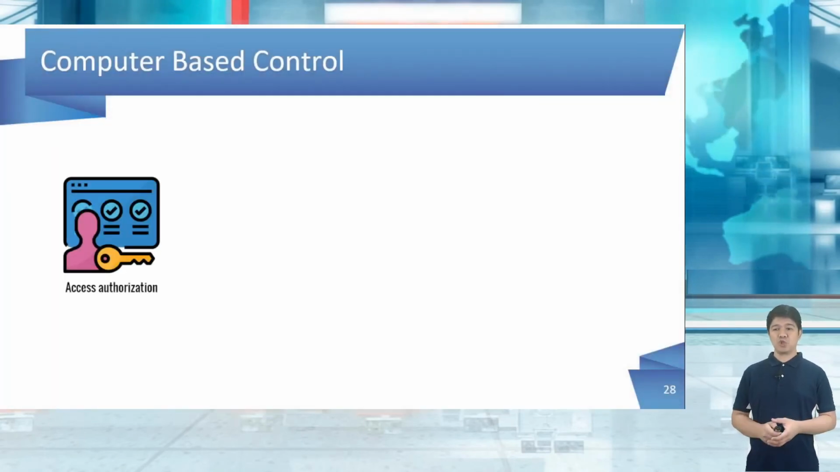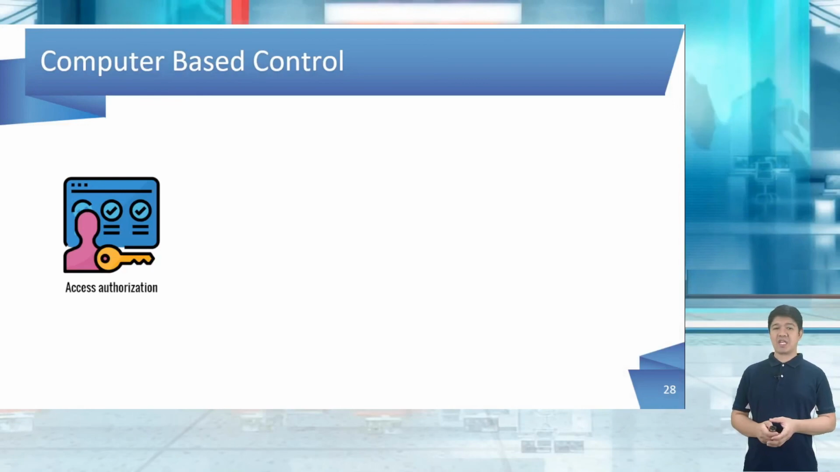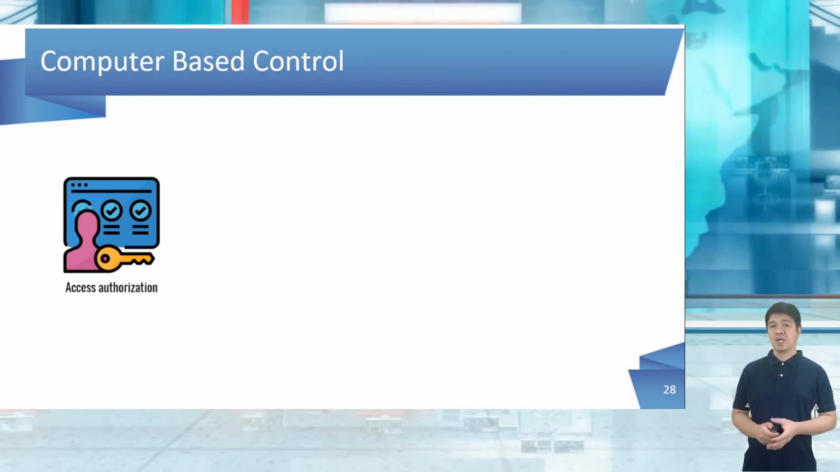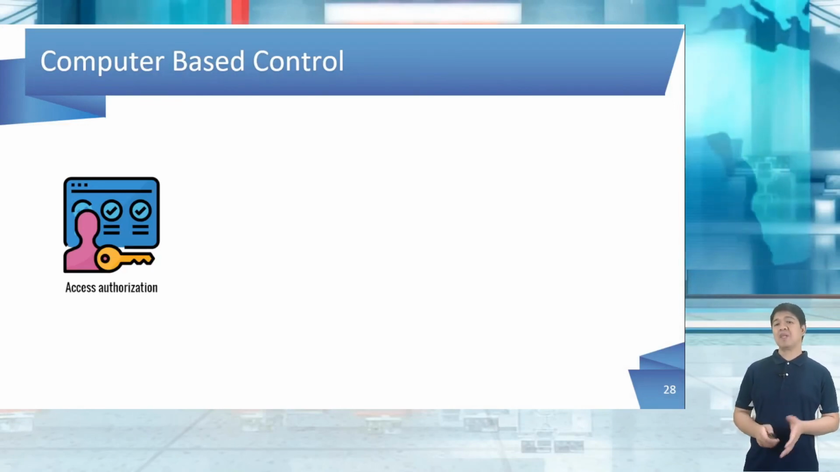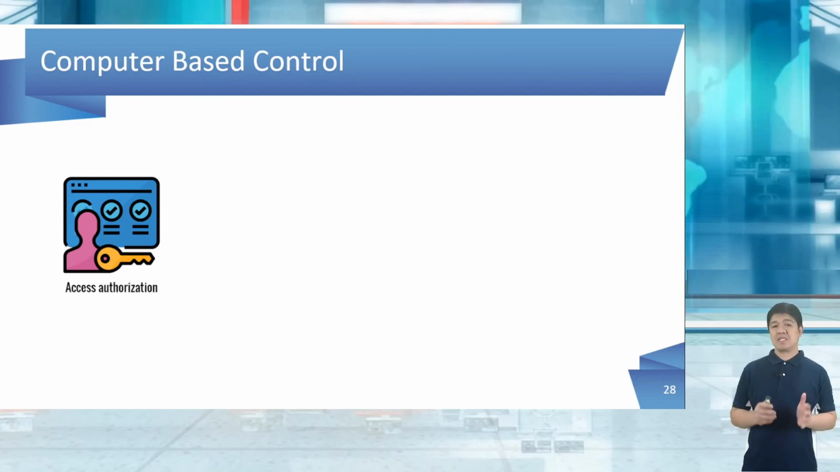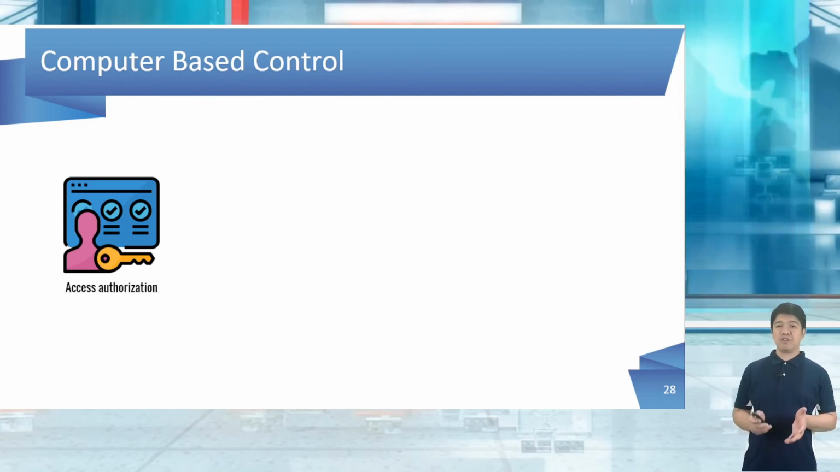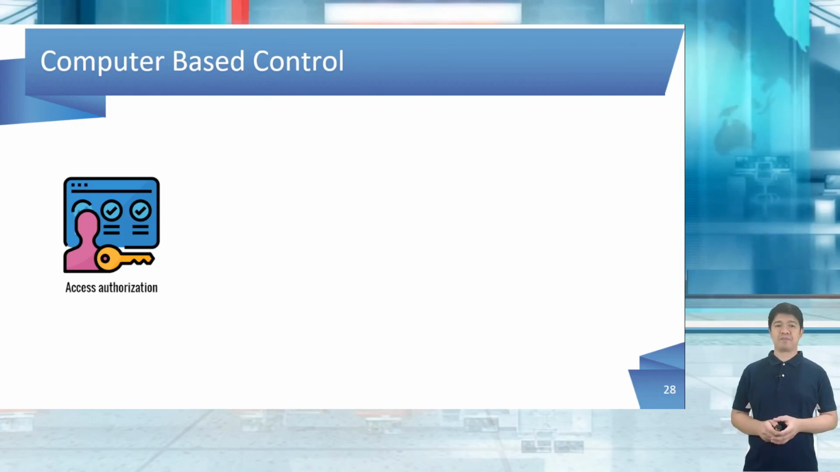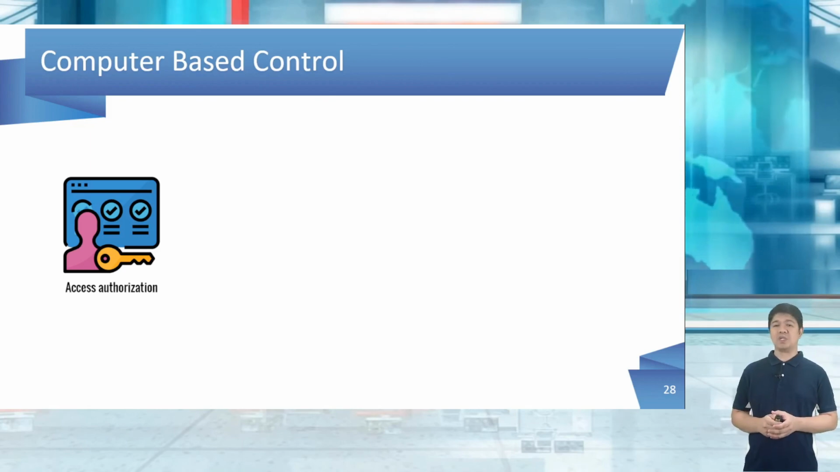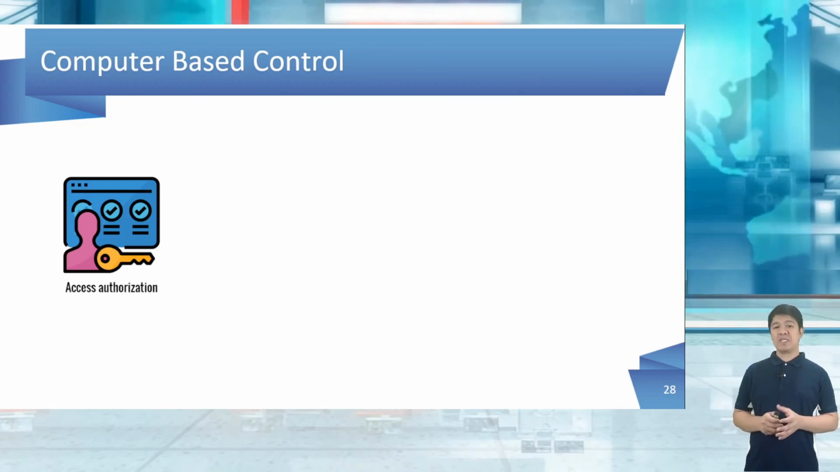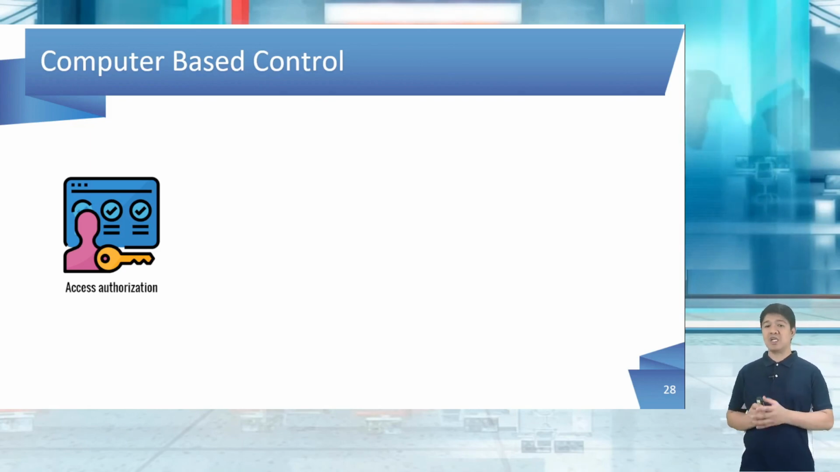So, computer-based control: we have access authorization. It is a process through which the operating system determines that a process has the right to execute on the system. The most common form of this control is the username, which we are all familiar with when we log on to a computer. The second form of operating system protection is authentication.